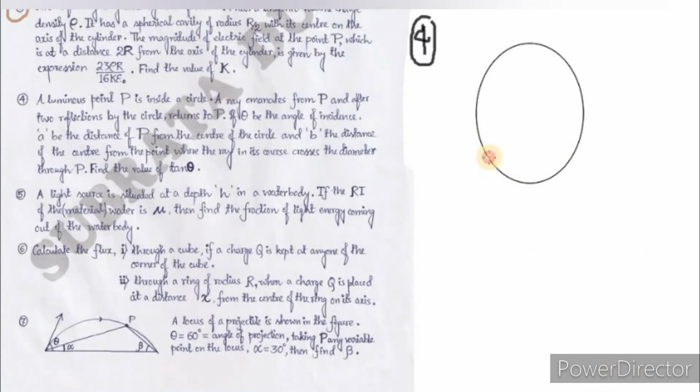Okay, so question number 4. Here it was said that a luminous point P is situated inside a circle such that the light, after reflection twice, returns. Here the inner surface of the circle is a type of mirror, so it will reflect, and it was said that after two reflections, it will again return to the point P.